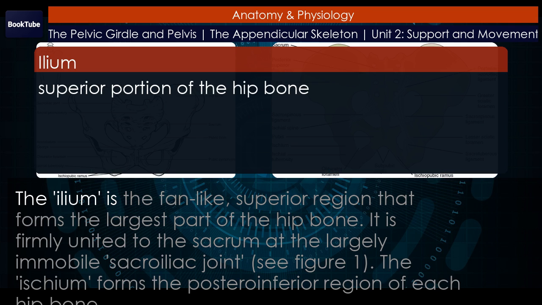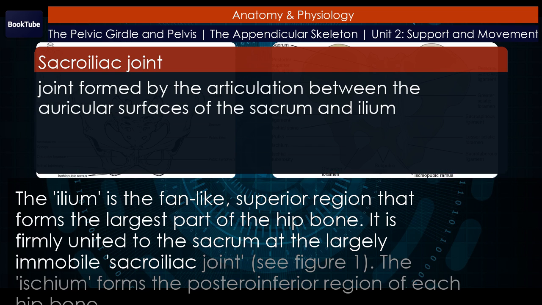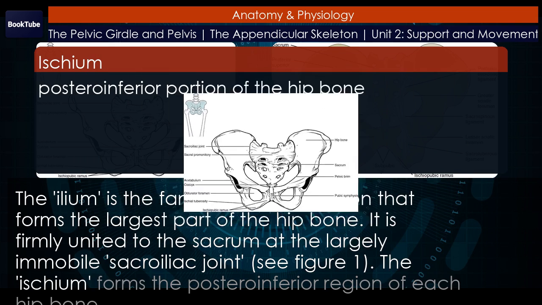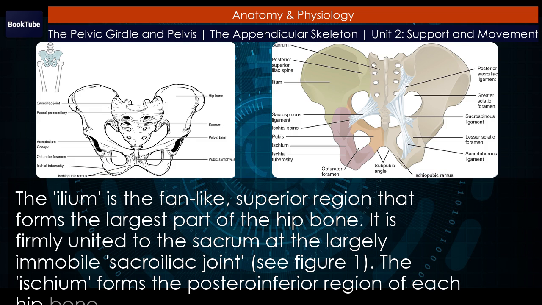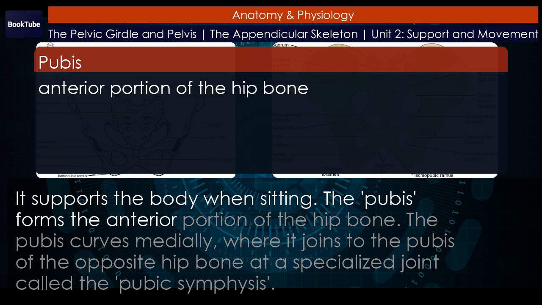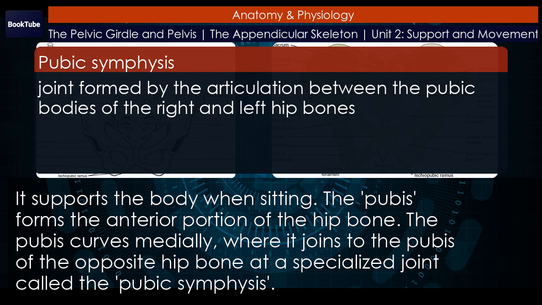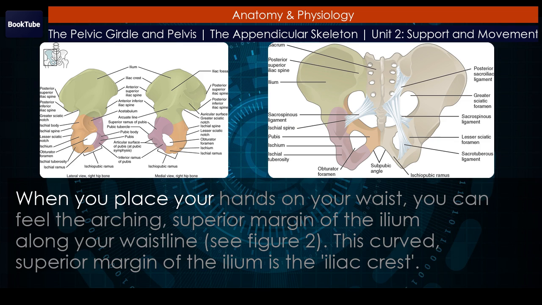The ilium is the fan-like, superior region that forms the largest part of the hip bone. It is firmly united to the sacrum at the largely immobile sacroiliac joint. See Figure 1. The ischium forms the posterior-inferior region of each hip bone. It supports the body when sitting. The pubis forms the anterior portion of the hip bone. The pubis curves medially, where it joins to the pubis of the opposite hip bone at a specialized joint called the pubic symphysis.